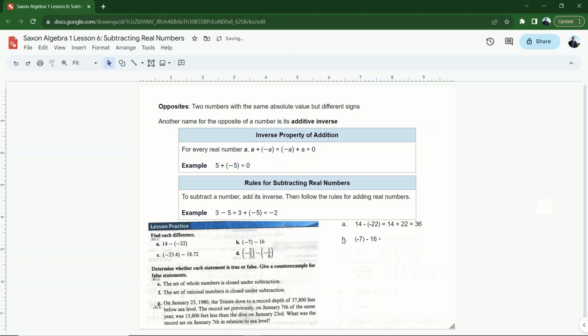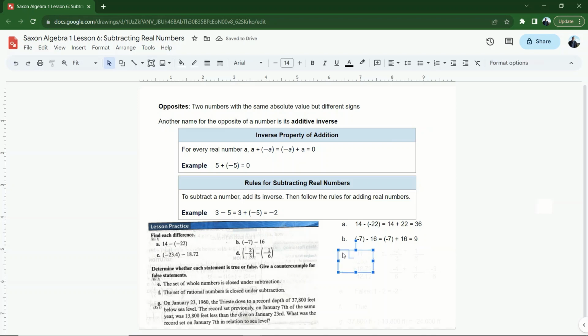All right, let's take a look at letter B. -7 minus 16. Well, I'm going to add the inverse of the second number. So I'm going to change it to an addition problem, so it's -7 plus 16. Now I could just use my rules for addition. I'm going to find the difference between 16 and 7. 16 minus 7 is 9. And then I'm going to keep the sign of the number that has the greater absolute value. 16 has a greater absolute value than 7, so I'm going to keep the positive, not the negative. My answer is going to be 9.